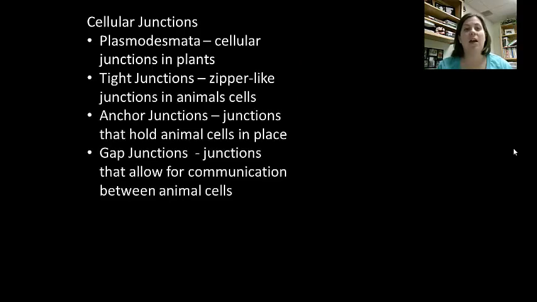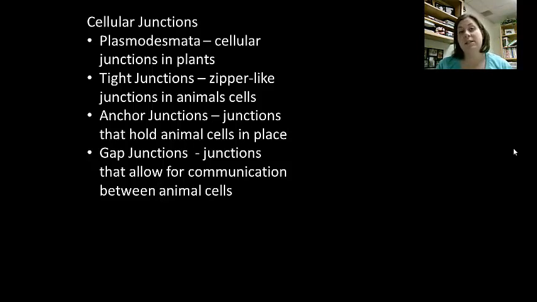Okay. Now in animal cells there are 3 types. There are tight junctions, anchor junctions, and gap junctions. The tight junctions are the zipper-like ones. It's like they've been sewn together. Okay, so they're tight. Anchor junctions is where they're going to hold on to each other. So they're anchoring. And then the gap junctions are just channels or holes that allow the animal cells to communicate.